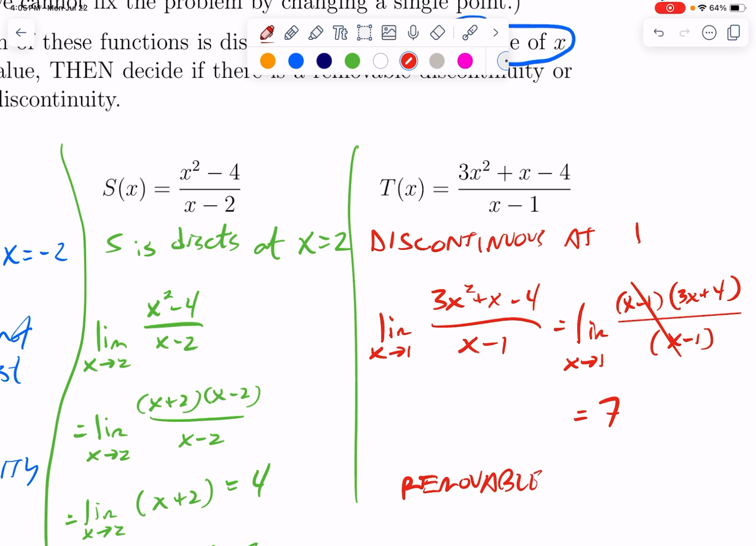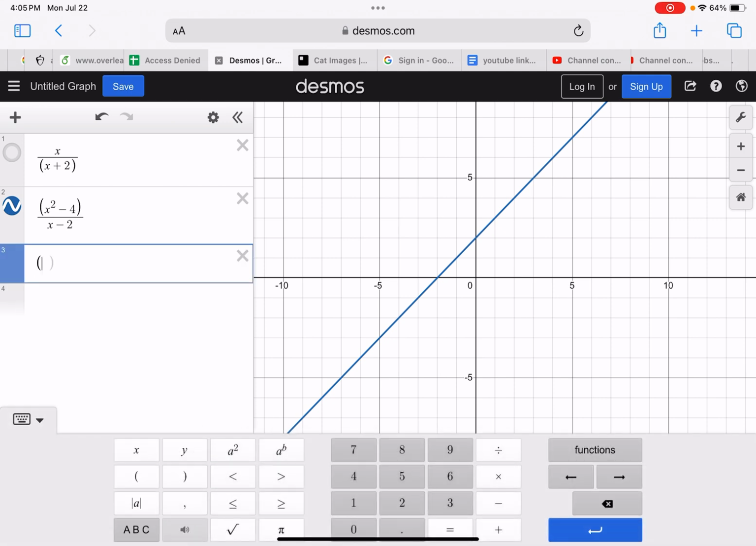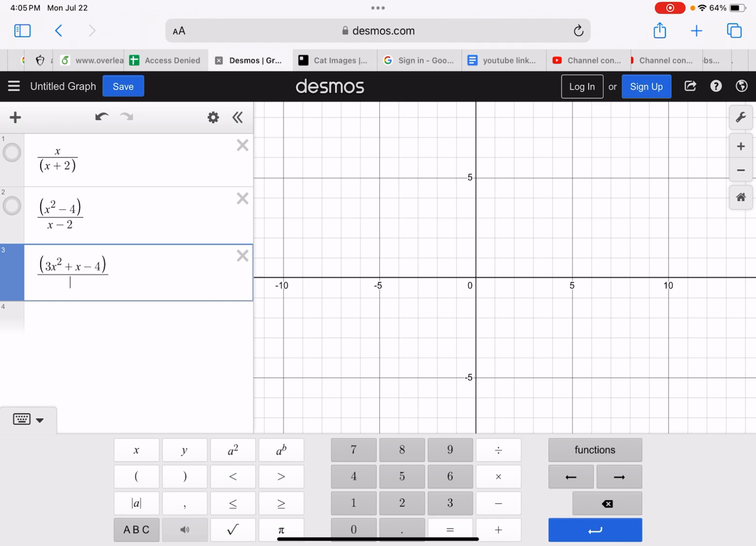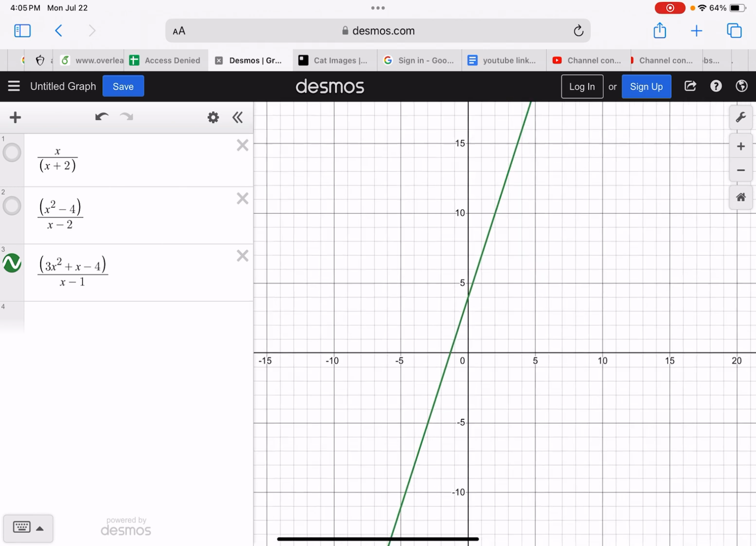Let's look at the graph for this one. 3x squared plus x minus 4 over x minus 1. Right. Again, it's one of these things where it looks just like a normal line. Technically speaking, one of the points on that line is missing, but we can't even tell.